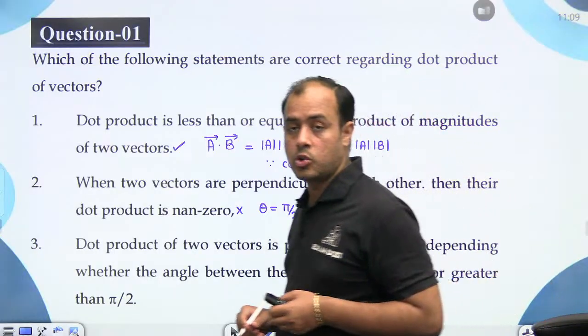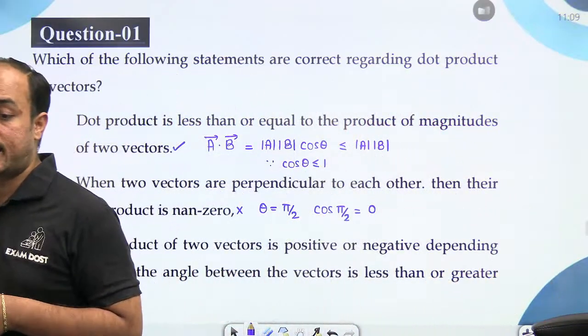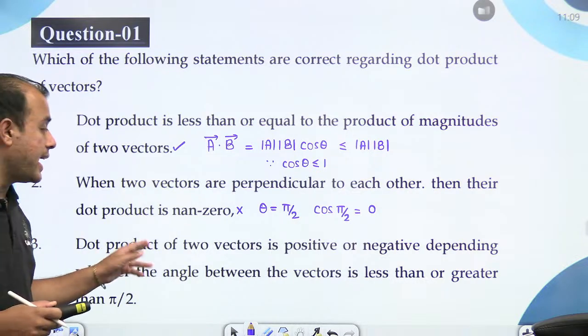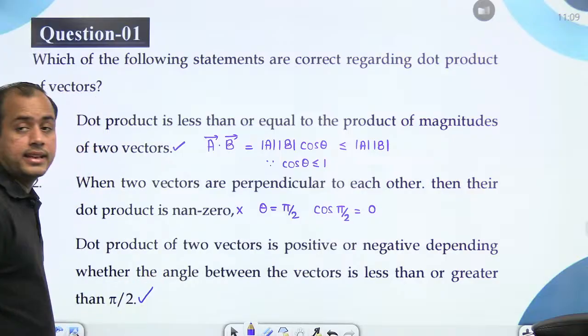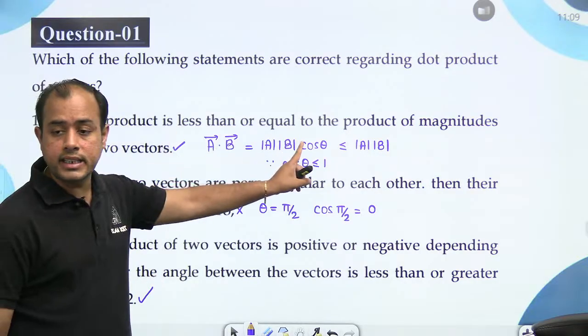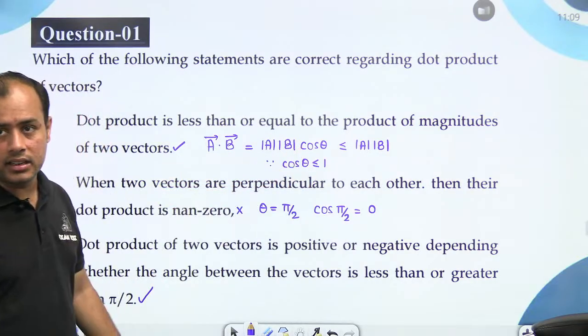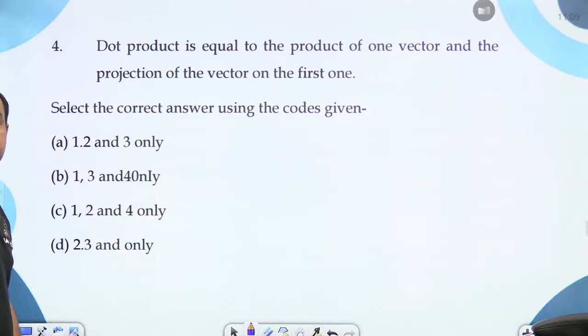Dot product of two vectors is positive or negative depending on whether the angle is less than or greater than pi by 2. Correct? If the angle is less than pi by 2, cos theta will be positive. Angle greater than pi by 2, cos theta is negative.